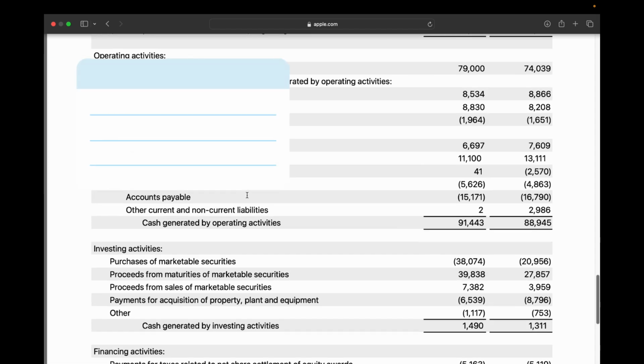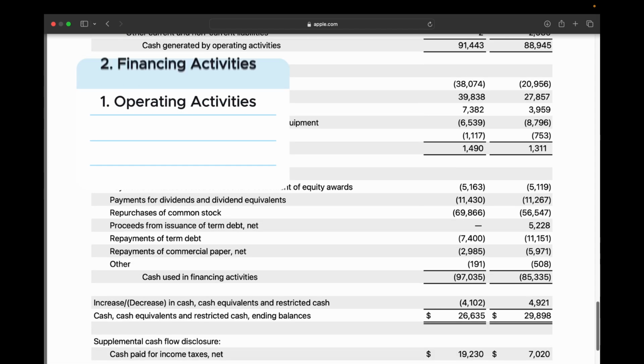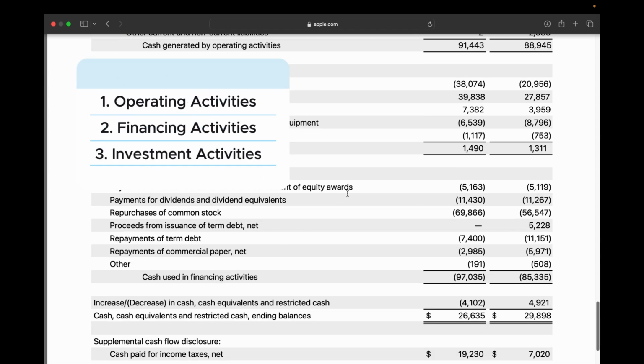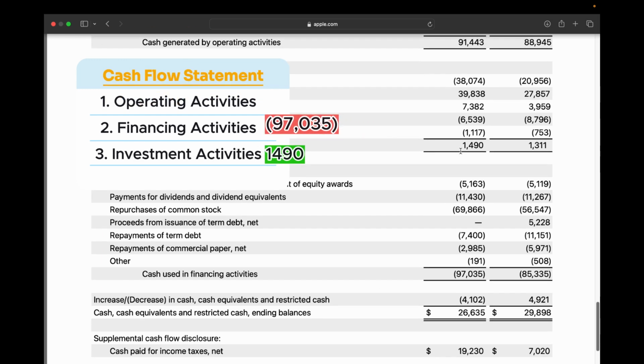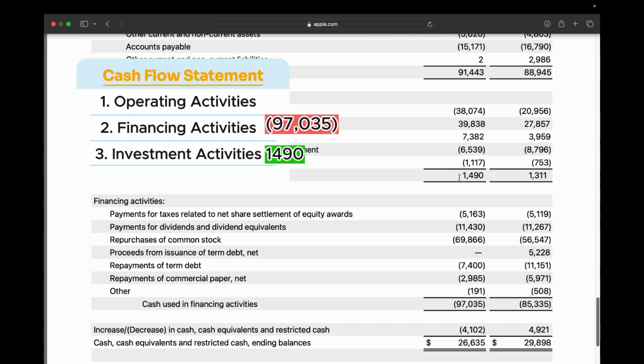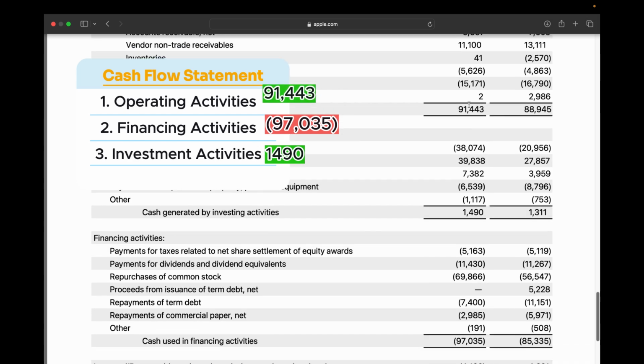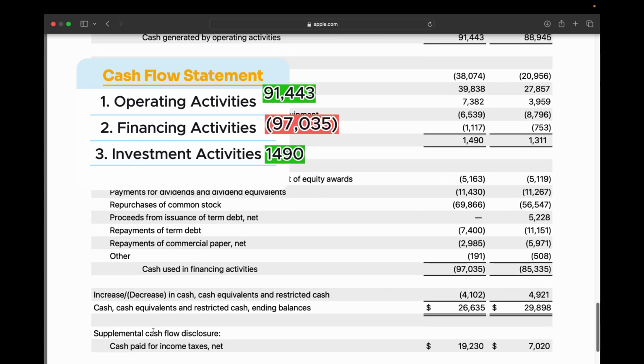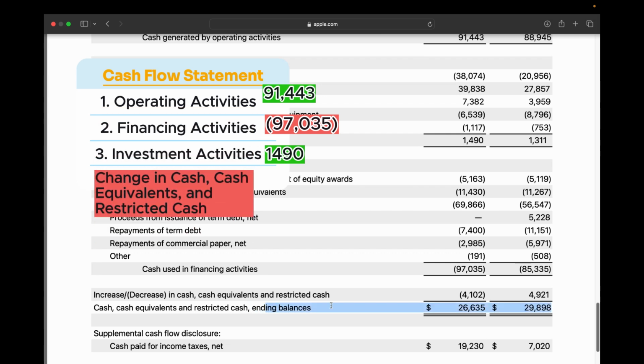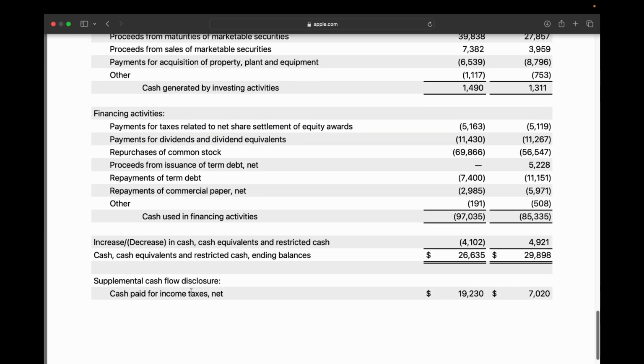So, as I mentioned before, operating activities, investing activities, financing activities. You take all of that, the 97 billion, 1.4 billion, and 91.4 billion. You take that, and then you see your cash equivalents, restricted cash ending balance, and then you'll notice that it's in the positive 26 billion. Over here, you have cash paid for income taxes. That's just the income taxes that Apple will decide to pay.